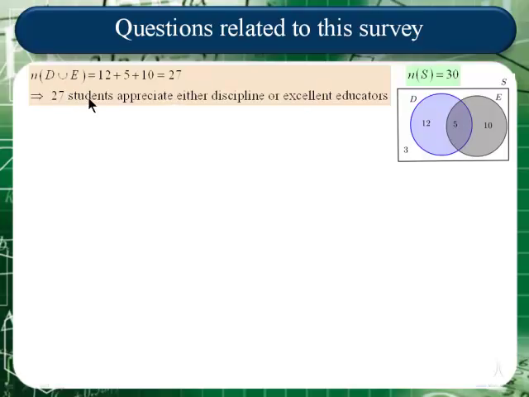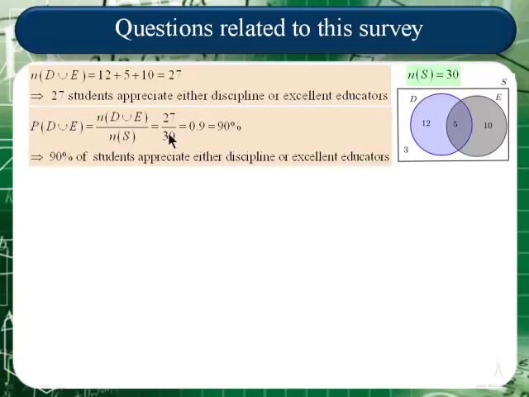Now the union contains the students who appreciate either discipline or excellent educators. So 27 out of the 30 students appreciate either discipline or excellent educators. So the probability that a selected student would either appreciate discipline or excellent educators is 90%. Well, that will imply that 10% of them will appreciate neither.